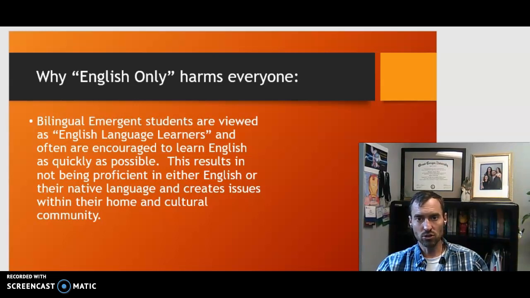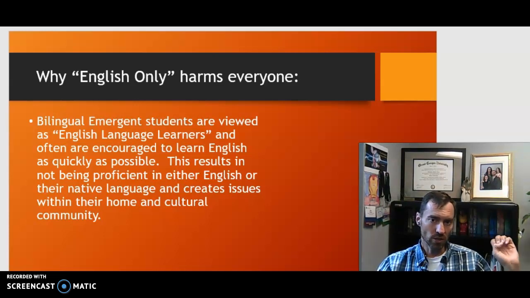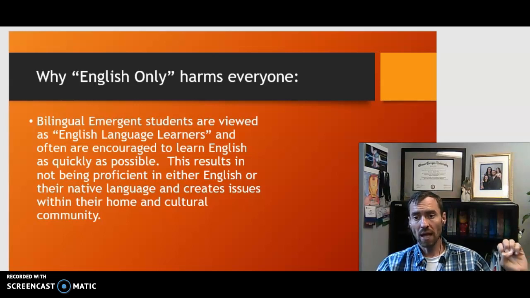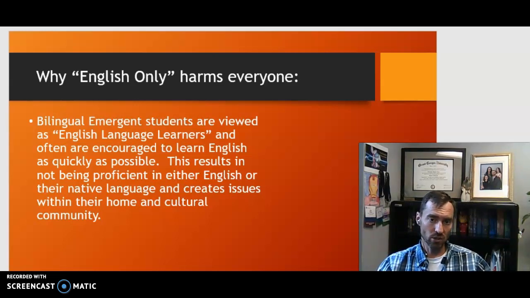I've already talked about this a little too much, probably, and I'm running out of time, but the point is, if you're focusing your students on learning English as quickly as possible, it's going to create friction in their home and their cultural community. It's a disservice to them to simply say your goal is to learn English as fast as possible, versus I want you to learn English and continue to improve in your native home language.